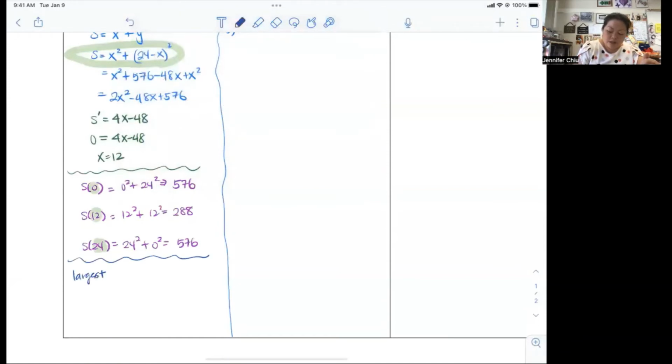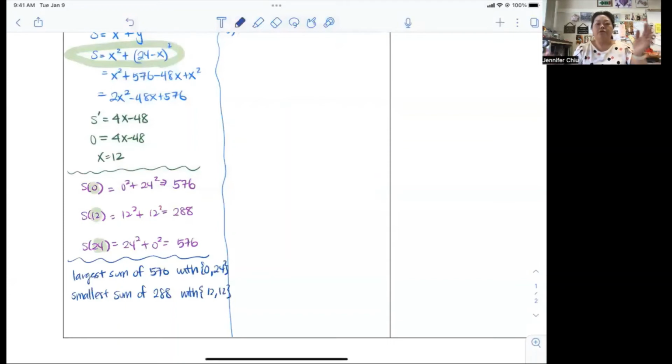So to answer my question, I would say the largest sum is 576 with the numbers 0 and 24. It doesn't matter which one's first, which one's second. And I get the smallest sum of 288 with the two numbers 12 and 12. Okay, so those are my two non-negative numbers that add up to 24.